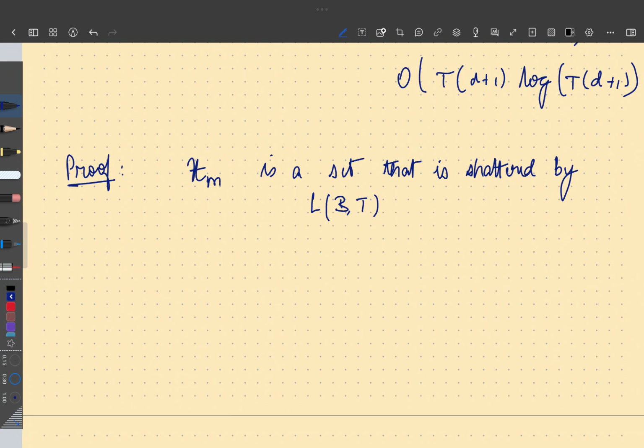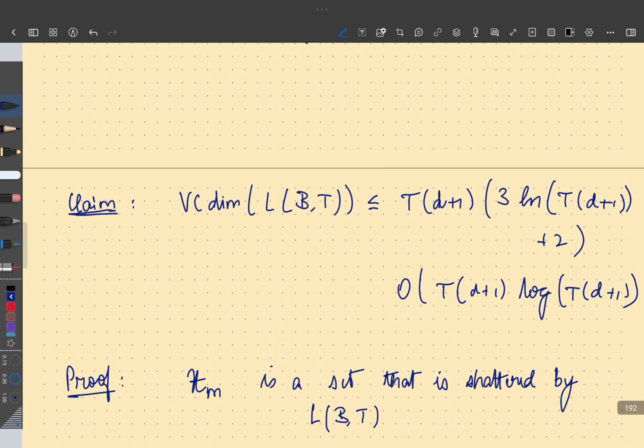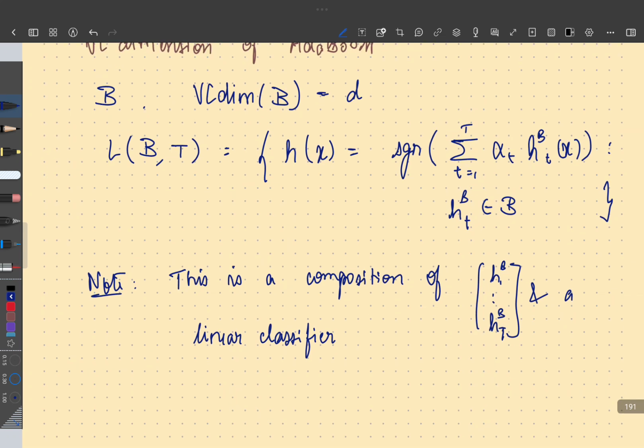So firstly, as we've noted previously, any predictor within L is a composition of these two maps. You first take the vector of the predictions that you obtain using T different base classifiers, and then apply a linear classifier, right?